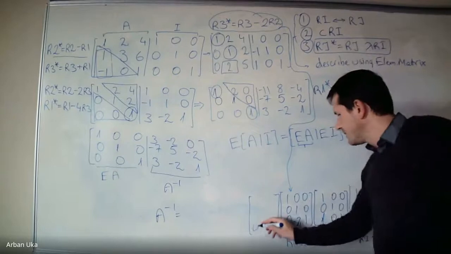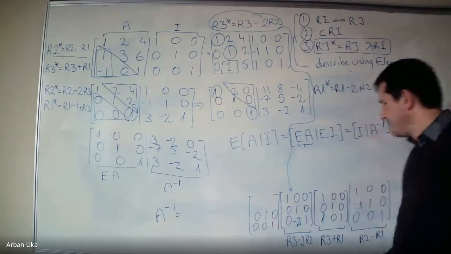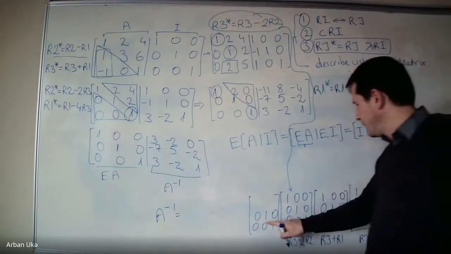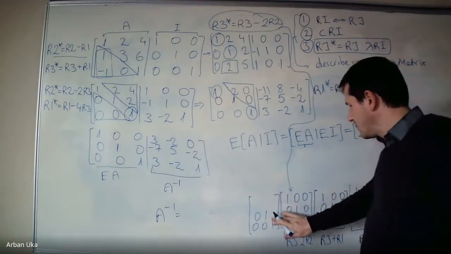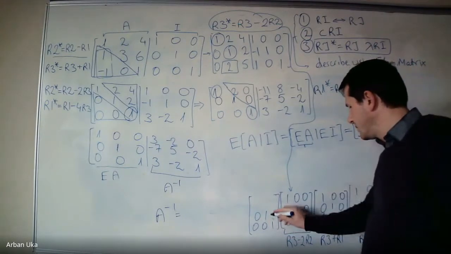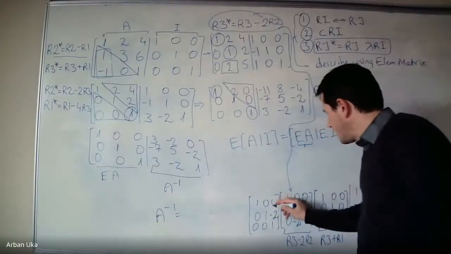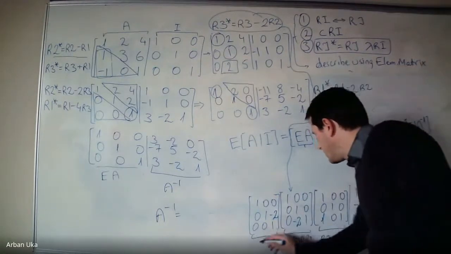This is 0 0 1. This is 0 1 0. But we need to do row 2 minus 2 row 3. So this is going to be the same with a minus 2 here. I want to ask, can you follow me here? Yes. Okay, so this is row 2 minus 2 row 3.